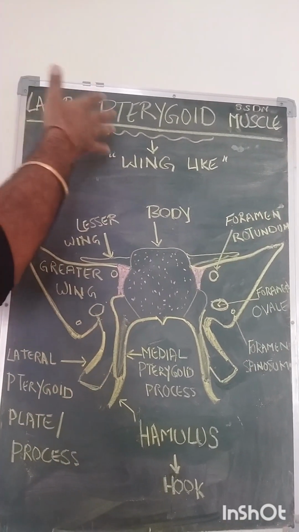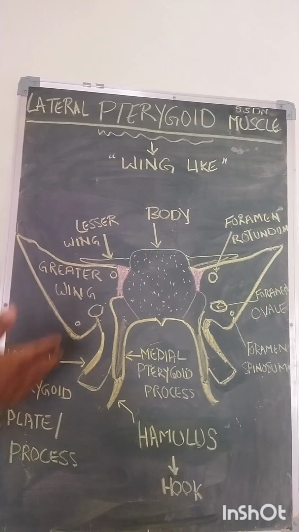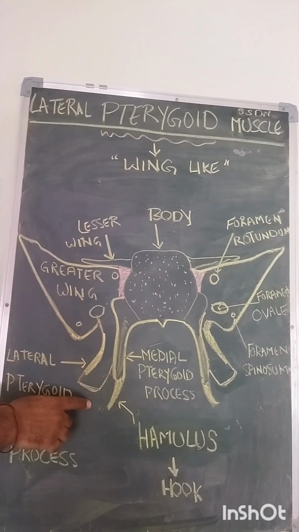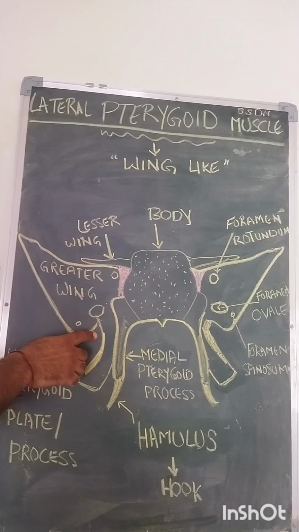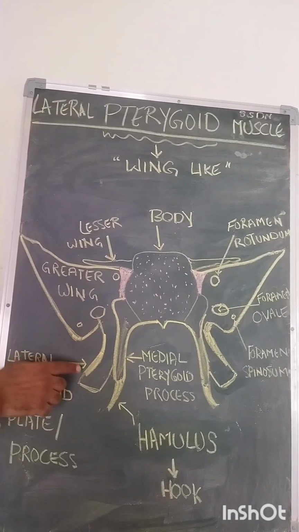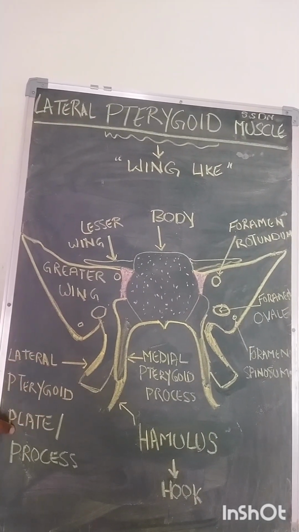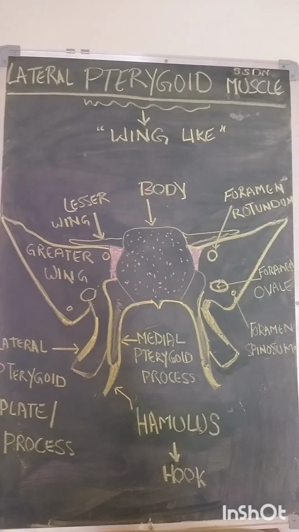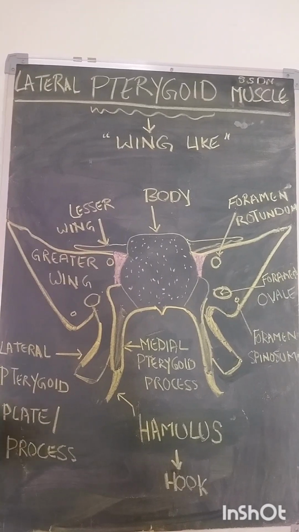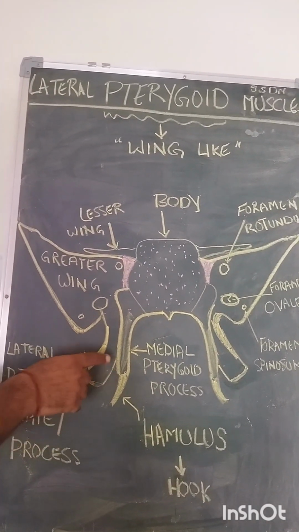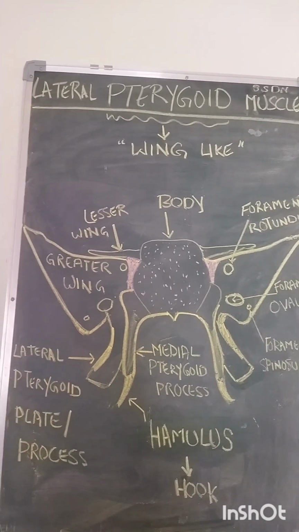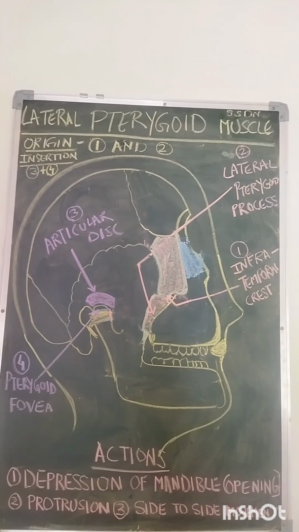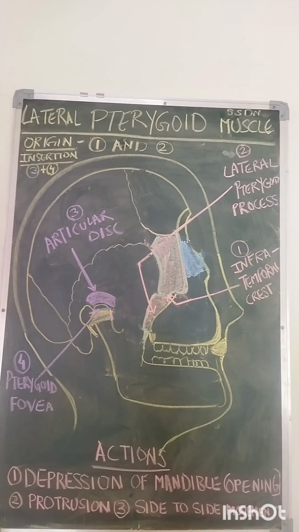So lateral pterygoid or medial pterygoid muscles, they arise from lateral pterygoid plate. Lateral pterygoid muscle arise from lateral surface of lateral pterygoid plate, and medial pterygoid muscle arise from medial surface. Medial pterygoid arise from the medial surface of lateral pterygoid plate. So till now we have seen the sphenoid bone from the inferior surface of the skull.